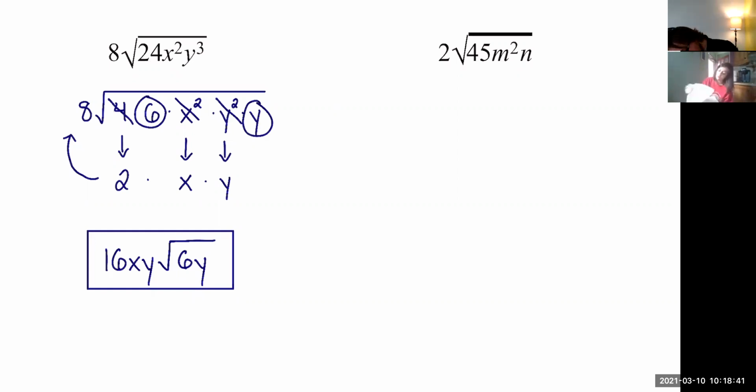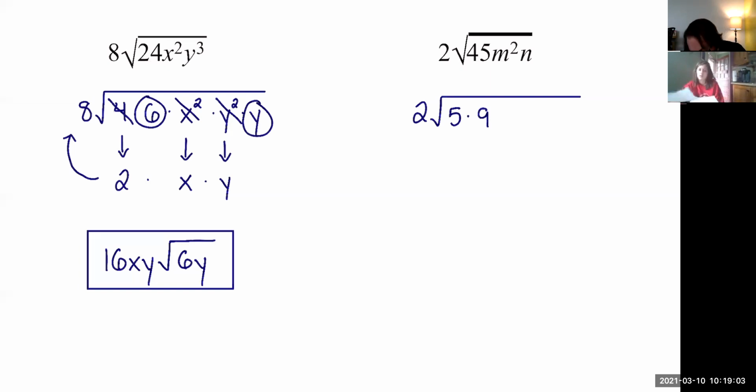Moving on to the last one. We got a 2 already outside. That's okay. We'll just keep track of it. 45, is it a perfect square? No, it is not. Does it have any factors that are perfect squares? 5 and 9. And I know 5 is prime, so that's kind of a good sign.